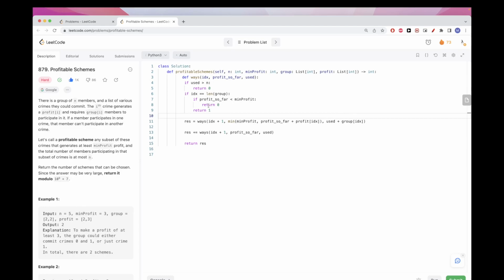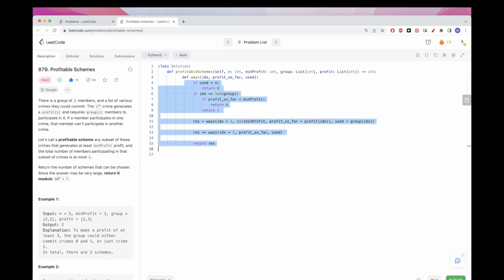Okay, so I type here just what we saw in the overview. We have our function here, and we have our base cases. If we exceed n, that's not valid, so we return 0. If it's equal, then it depends on the profit. If the profit so far is smaller than the minimum required, then it's not a valid profitable scheme, so return 0. But if it's bigger or equal to minimum profit, it's valid, so we return 1.